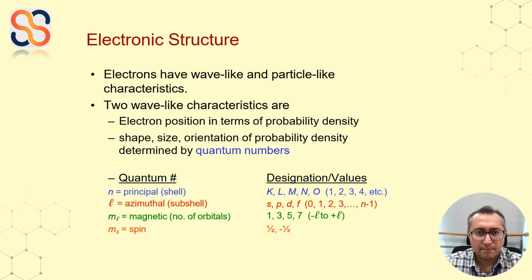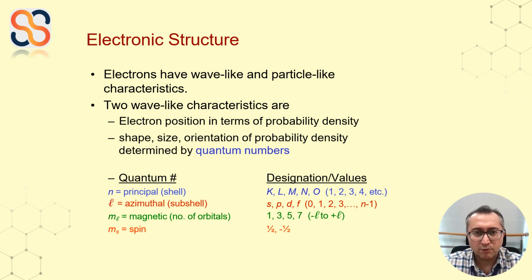Number three, magnetic quantum number. This tells us the number of orbitals in a subshell and their orientation. It ranges from -l to +l. For example, in a p subshell, where l equals 1, there are 3 orbitals, because it can be -1, 0, or +1. Each orbital can hold 2 electrons.